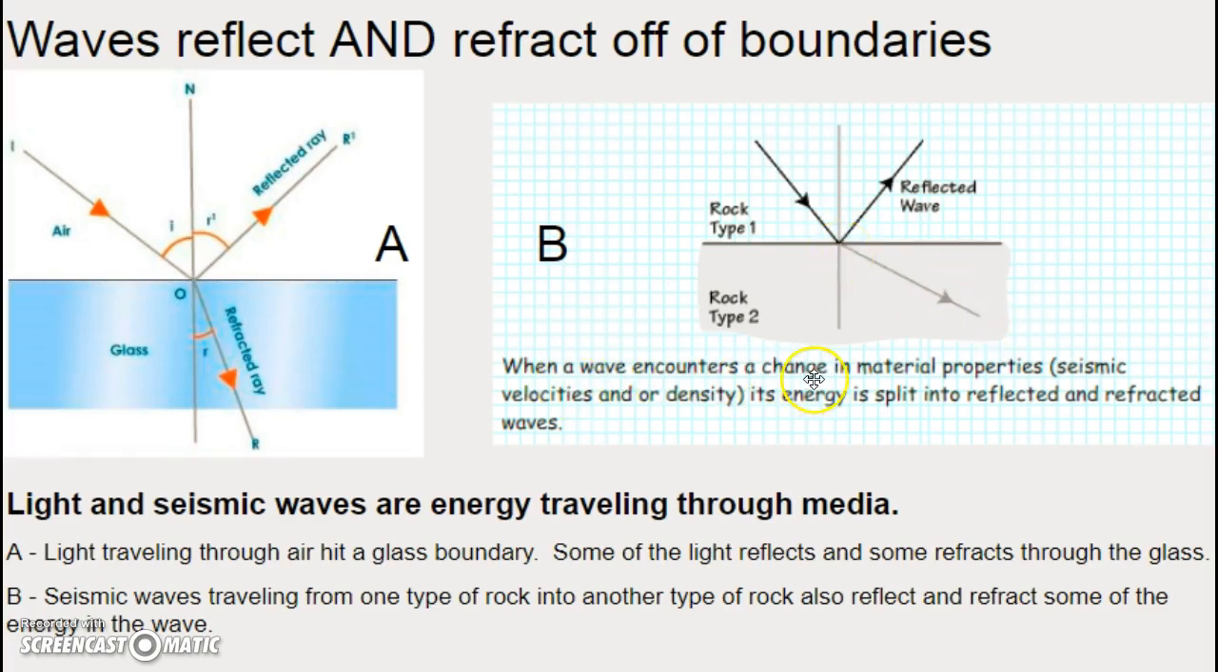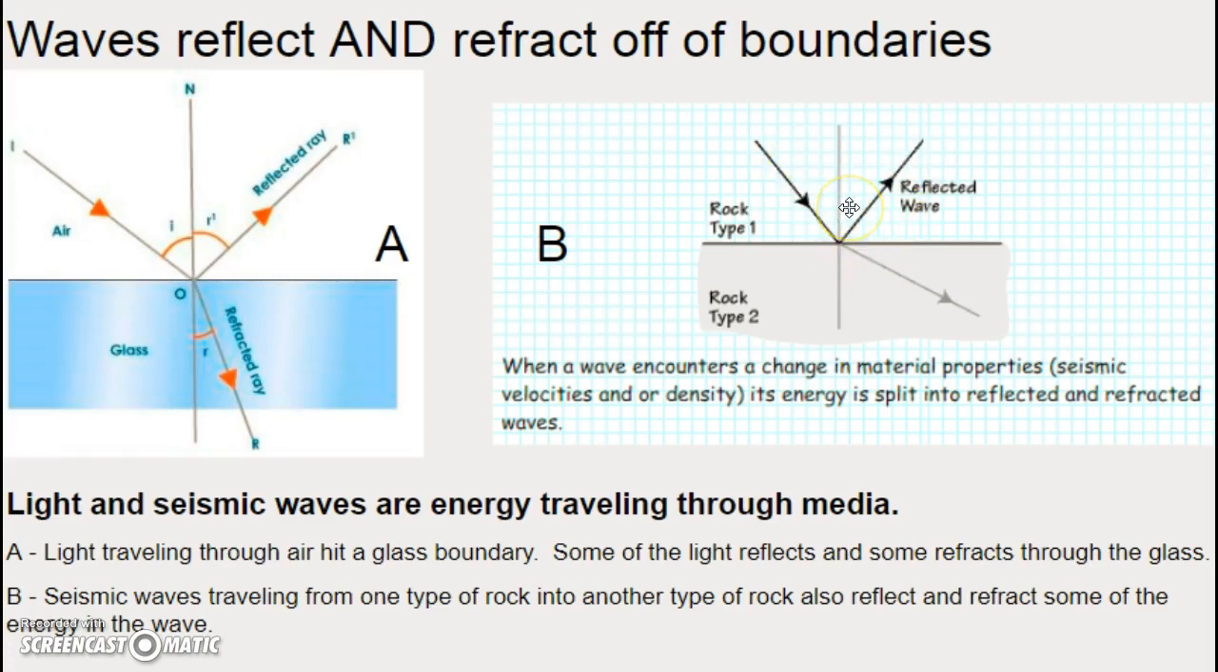So when a wave encounters a change in material properties, like seismic velocities and or density, its energy is split into reflected and refracted waves. We need to keep this in mind, that we can actually observe both of these taking place for P waves, right?